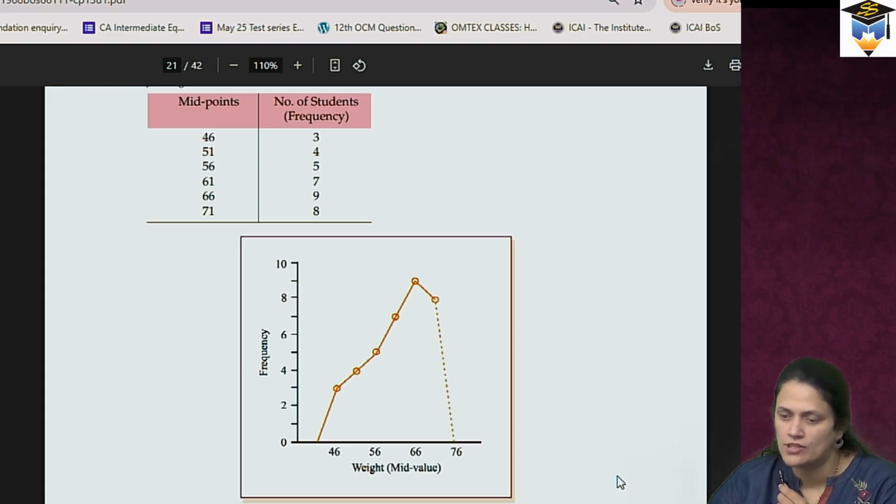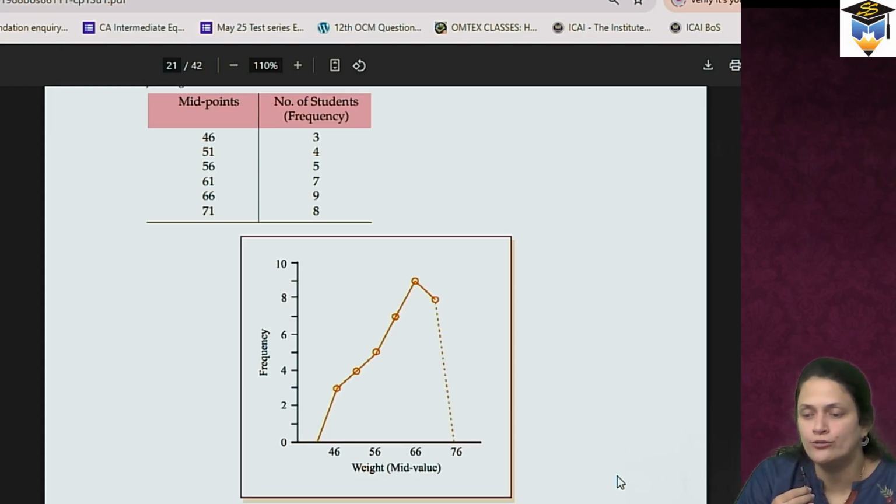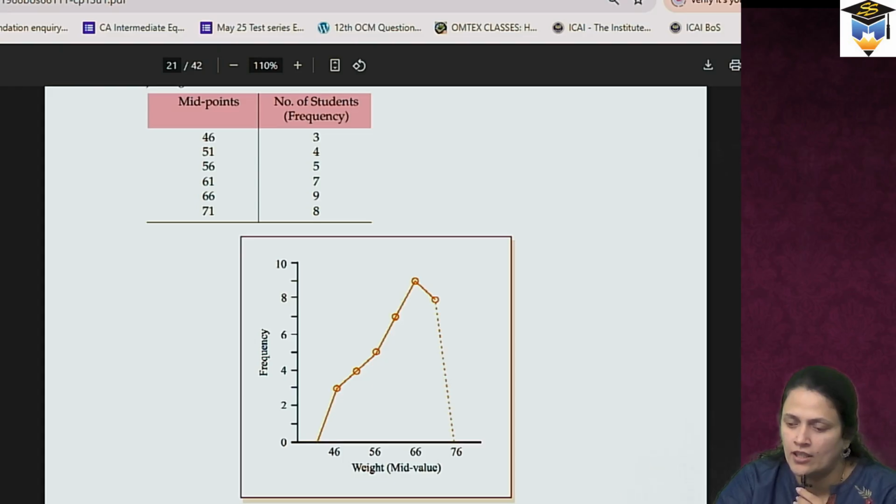Just draw this and then I'm going to tell you the steps. Then I'm going to take one example so that you understand what is done. Now here midpoints are given to you and number of students are given to you. You have to plot it on a graph. Finish drawing it, all of you.